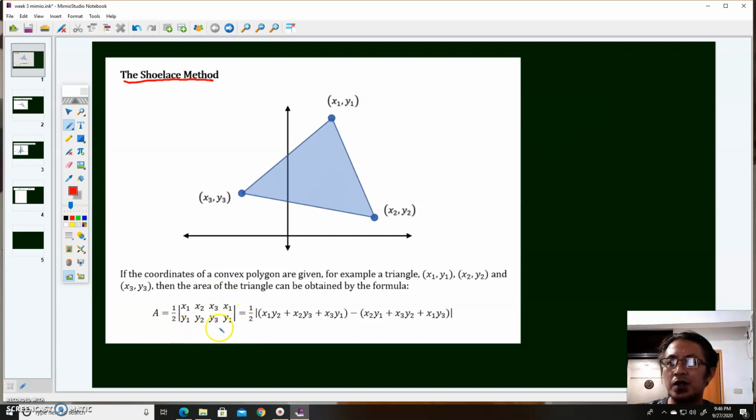Before I elaborate this formula, notice that it's moving around in a direction, in this case a clockwise direction, and the matrix simply means 1/2 of the absolute value of this difference, x1y2, x2y3, x3y1. You will add this up, subtract the sum of the other three, x2y1, x3y2, x1y3. Of course, it will be very difficult to memorize that formula. So, I will guide you through the process with examples.